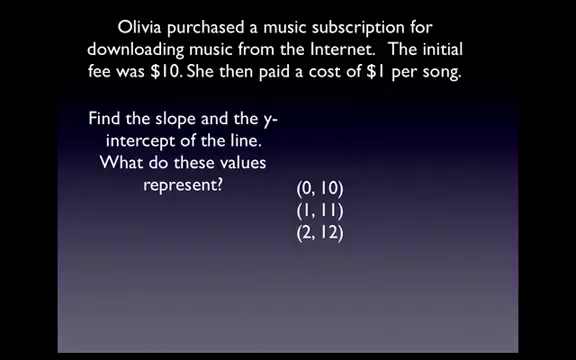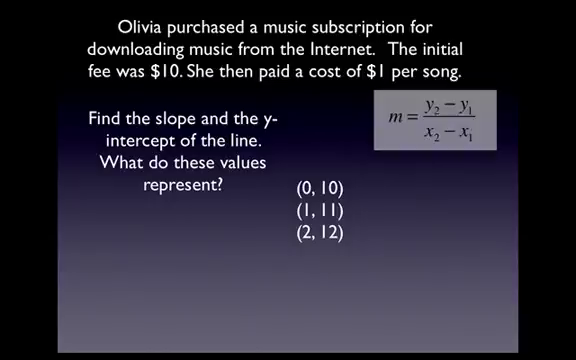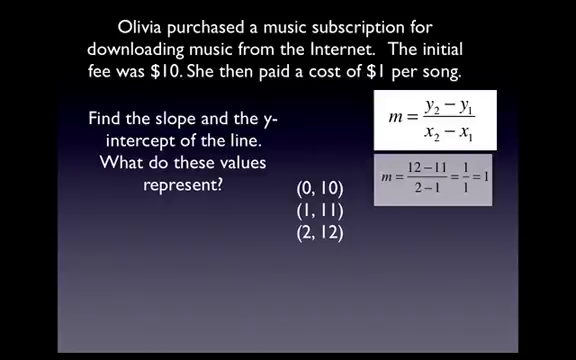So we had 0, 10, 1, 11, and 2, 12. Well, first let's find the slope. The slope, remember, is equal to our second coordinate of y minus our first coordinate of y, over our second coordinate of x minus our first coordinate of x. So let's take the points 1, 11, and 2, 12 and plug that in. So if we have 12 minus 11 over 2 minus 1, we're going to end up with 1 over 1. So our slope is 1.